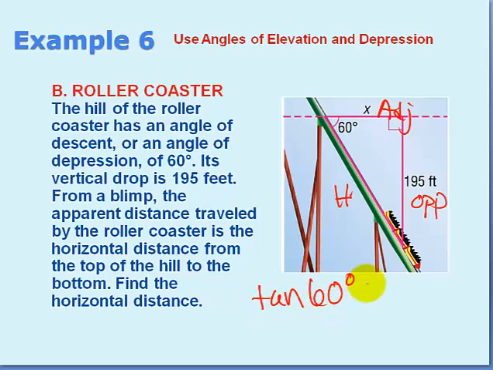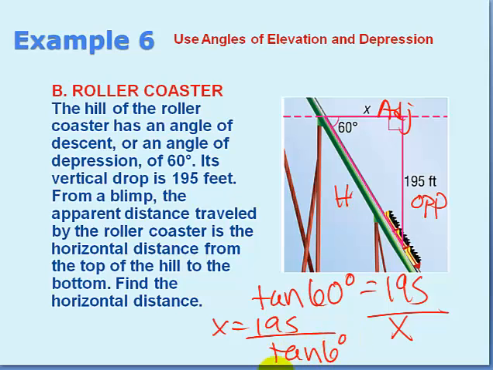Tan of 60 degrees is equal to opposite 195 over x. So x is equal to 195 over tan of 60 degrees. And you can go to your calculator, and it's approximately 112.6.